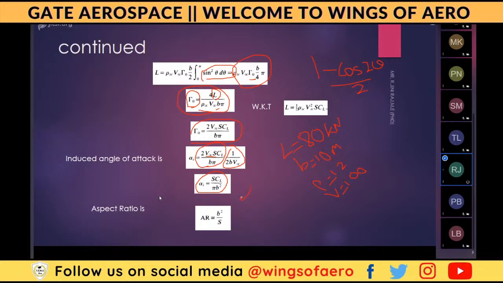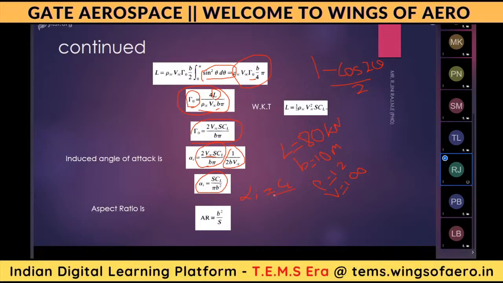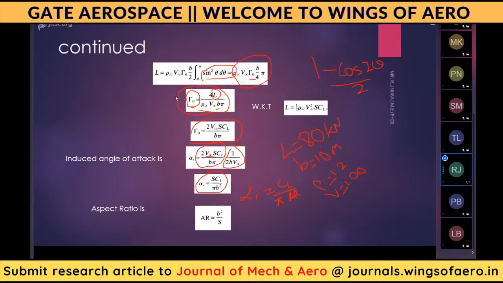So alpha I is equal to CL divided by pi into AR. AR means aspect ratio. We know the aspect ratio is equal to B square by S.